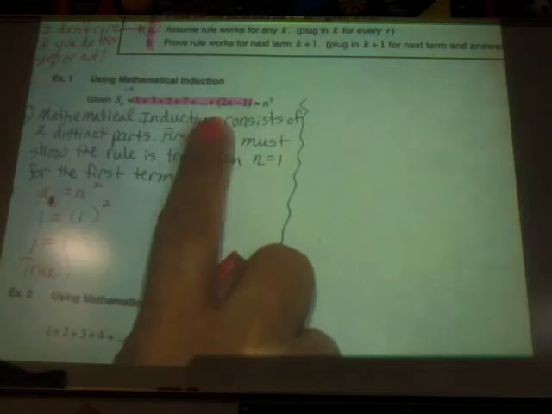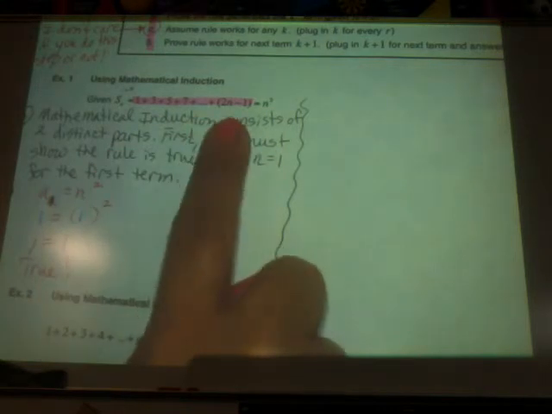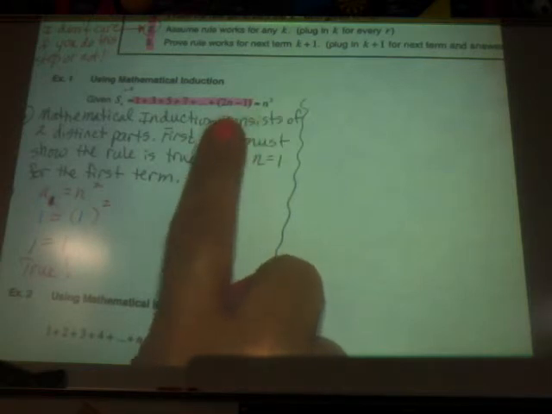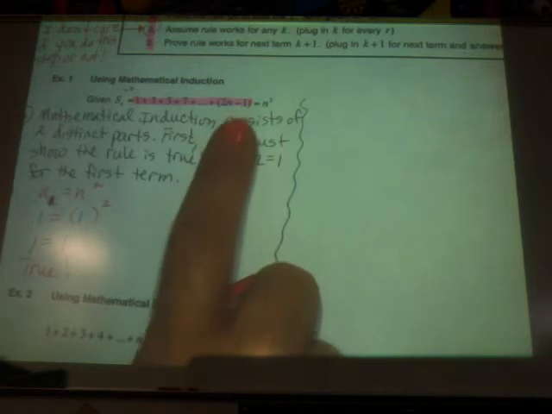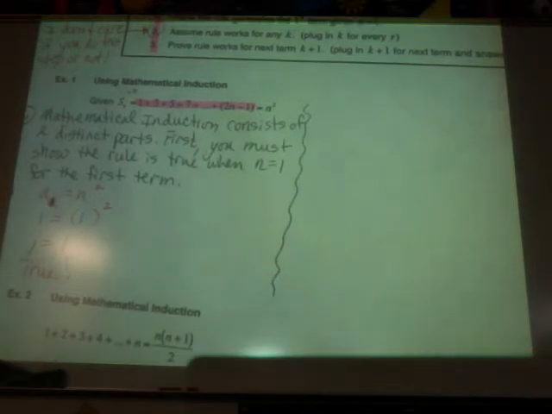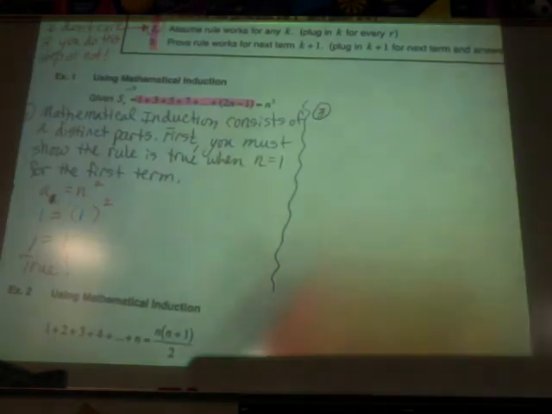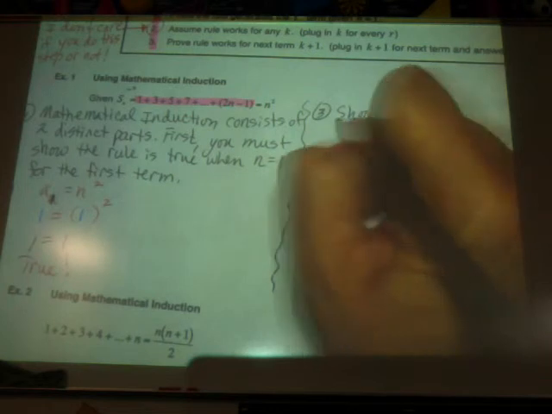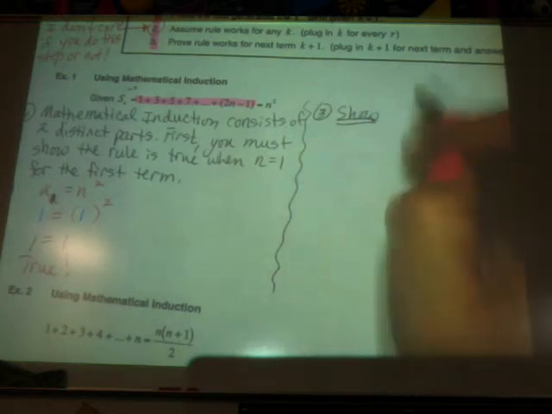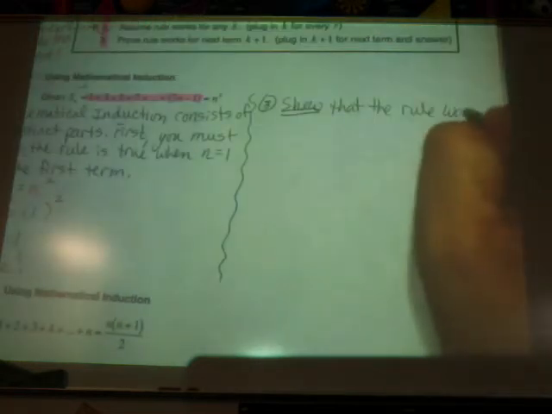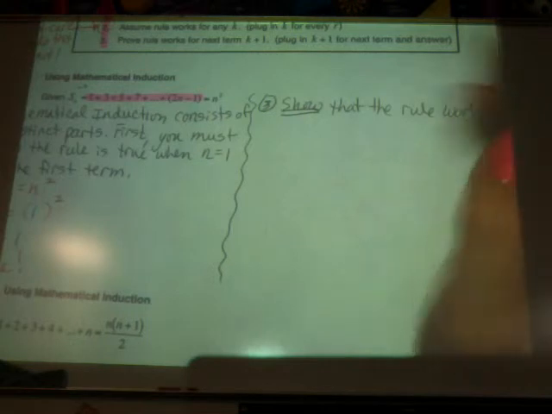I'm giving you the sum. This is that last term of the sequence, 2n minus 1, if it were the last term. And that whole thing consists of n squared. Well, what if that's not the last term? It might not be the last term, right? So here's what we're going to do. Show, emphasis on show, that the rule works for n plus 1.